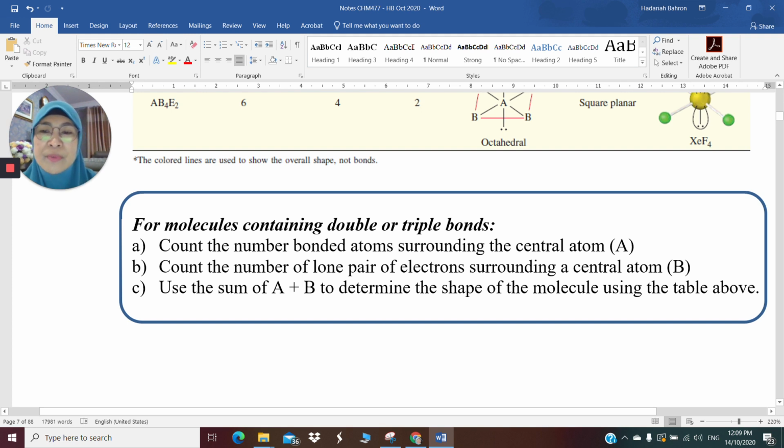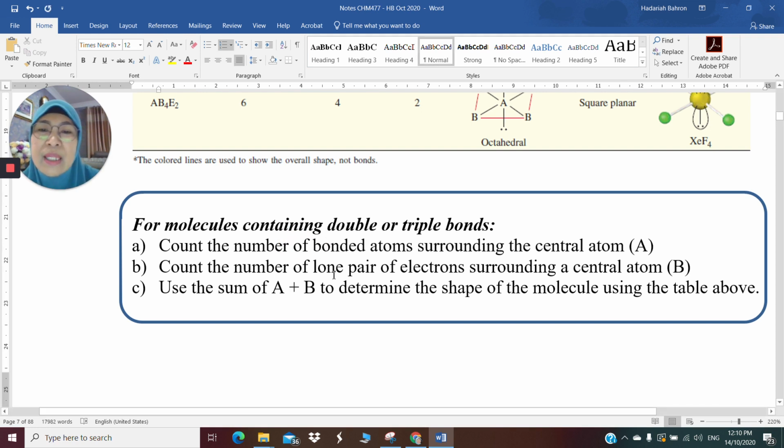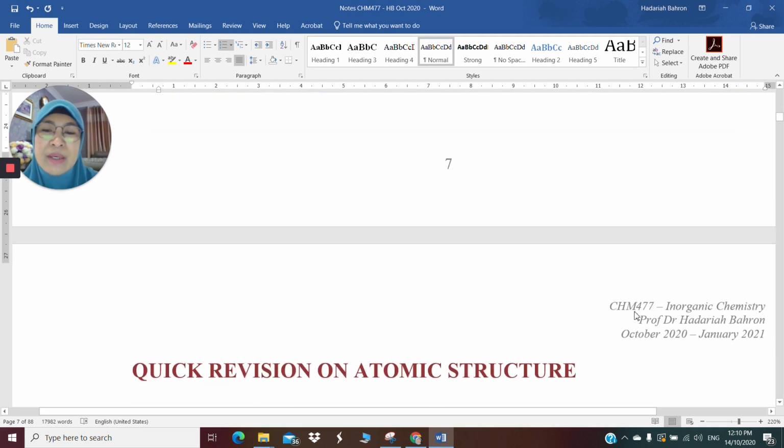Count the number of bonded atoms surrounding the central atom. Just count the atom, not the bond. And then count the number of lone pairs of electrons surrounding the central atom. Use the sum of A plus B to determine the shape of the molecule using the table above. So that is easy, isn't it? VSEPR is really quite easy.